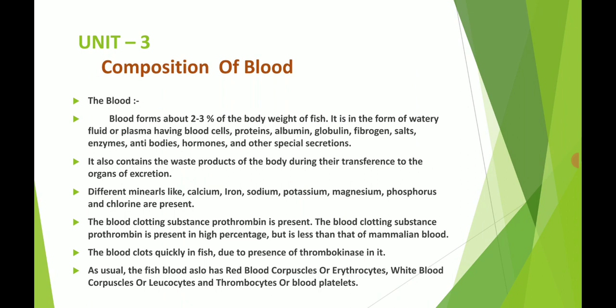The blood in the fish forms about 2 to 3% of the body weight of the fish, in the form of a watery fluid or plasma, having blood cells, various proteins, albumin and globulin, fibrinogen, various salts, enzymes, and other special secretions.